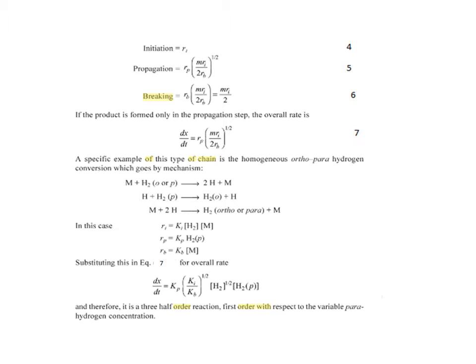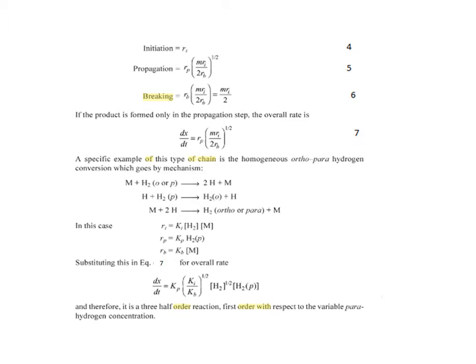A specific example of this type of chain is the homogeneous ortho-para hydrogen conversion, which goes by the mechanism: M plus H2 ortho or para gives 2H radical plus M; H plus H2 para react with each other to form H2 ortho plus hydrogen radical regenerated; M plus 2H combine to form H2 ortho or para molecule plus M.